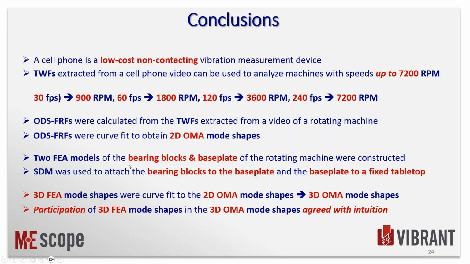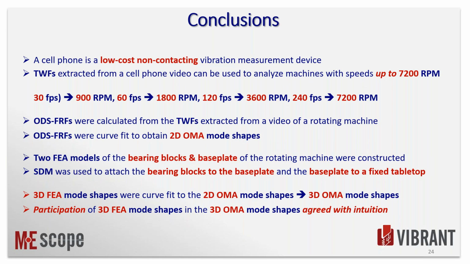So anyway, let's wrap up. Cell phone, everybody's got one in their pocket. It's low cost and non-contacting. You can see things from a video that you're not going to see anywhere else by putting accelerometers on or using a laser vibrometer or whatever. Here are the different settings in my cell phone: 30 FPS, 60, 120, 240, and those will allow us to analyze data in the RPM range up to 7,200.